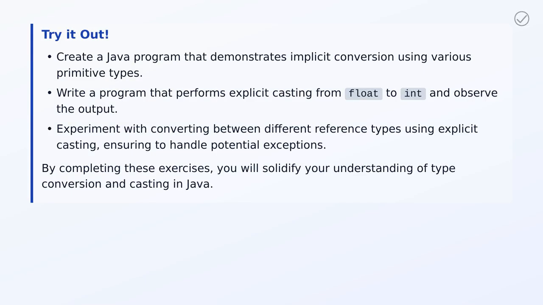Now put what you've learned into practice. First, create a Java program that demonstrates implicit conversion using various primitive types. Next, write a program that performs explicit casting from float to int and observe the output. Also, experiment with converting between different reference types using explicit casting, ensuring to handle potential exceptions. By completing these exercises, you will solidify your understanding of type conversion and casting in Java.